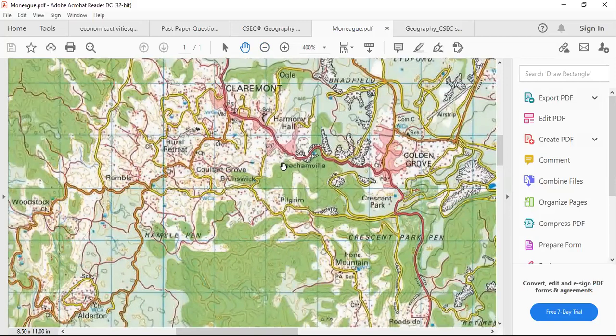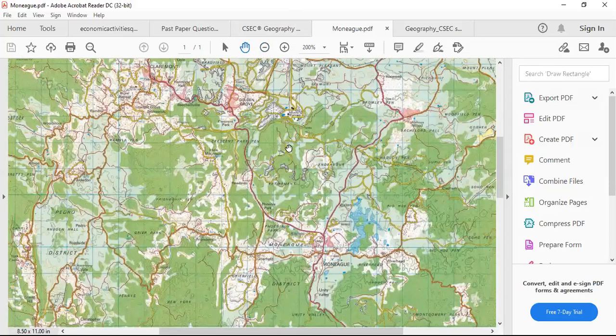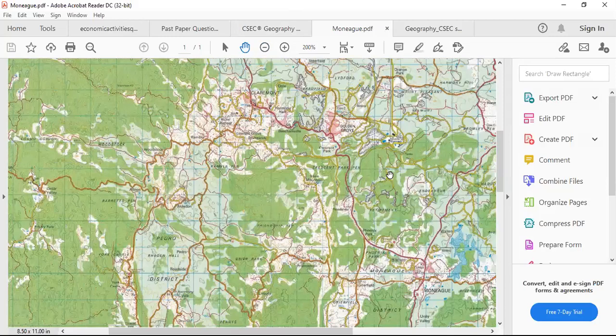In terms of settlement form now, what can you say? What type of settlement form do you have? Miss, nucleated. No, miss, dispersed, scattered. Yes, you have dispersed, scattered. You also have nucleated. And you also have linear. You have all three types.